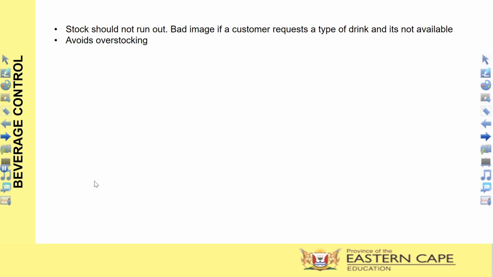Controlling your beverage stock helps in avoiding overstocking, where you find that you've got stock that is not moving, because that is now wastage. It also prevents theft and alcohol abuse and limits financial loss, because you only have in your stores what you need and not items that have now become redundant.